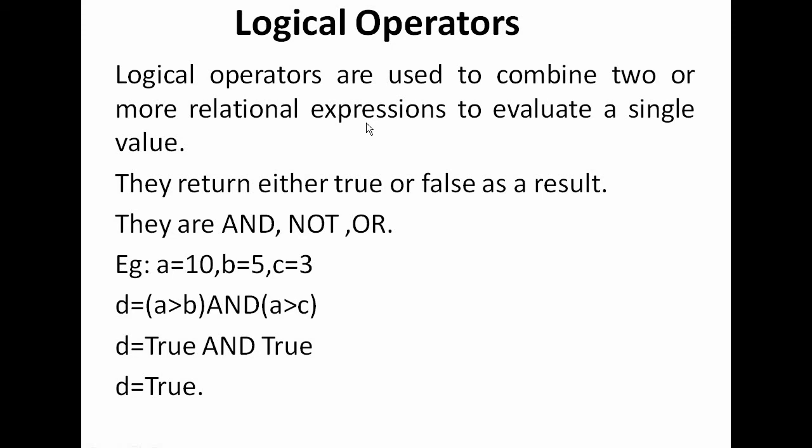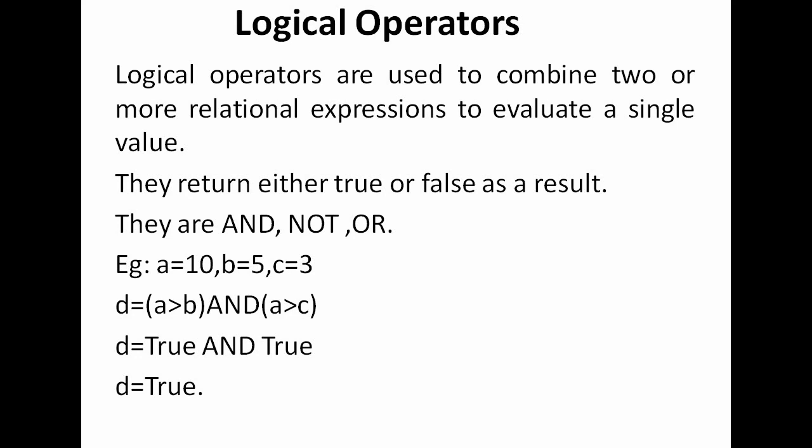So these things will be compared, and after comparison you are finally going to get a particular result, and this result will be either true or false. The result will be only one, either true or false. That means after comparing the relational expressions, we will get a single value, either true or false. And as I said, they are and, or, and not.